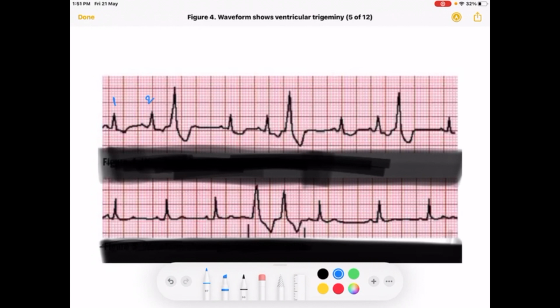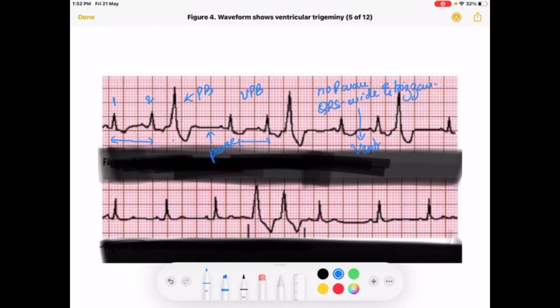Here this is a normal beat, and this is a premature beat with the pause here. If you see this premature beat, there is no P wave again, and this QRS complex is wide and bizarre. So it is a ventricular premature beat. And if you see, after every 2 sinus waves, there is one premature beat.